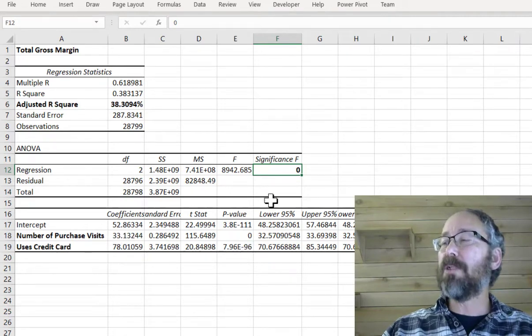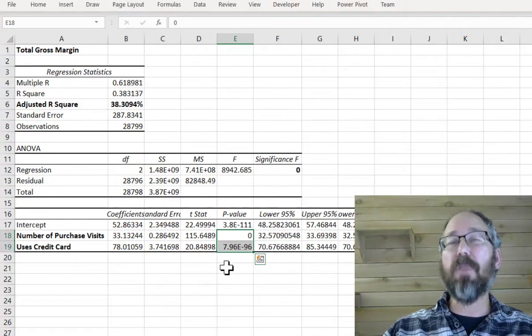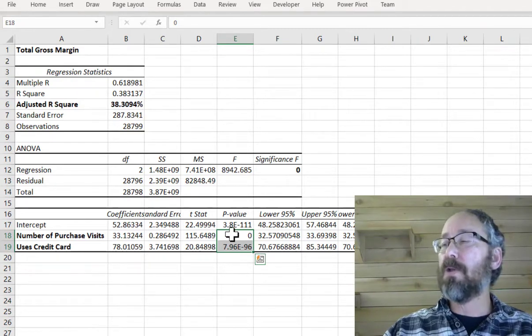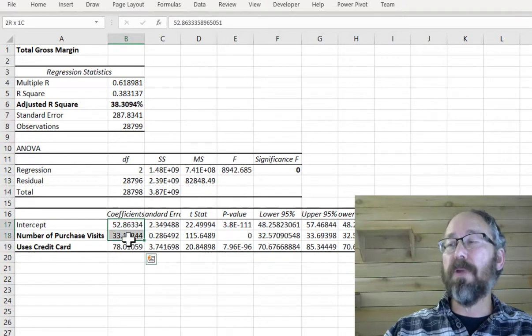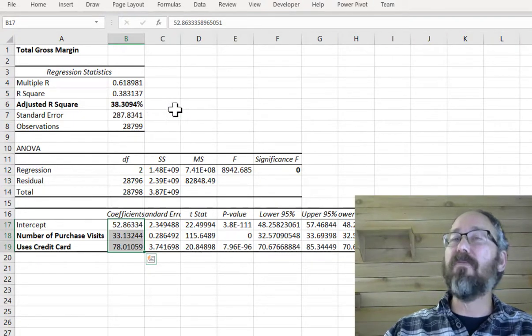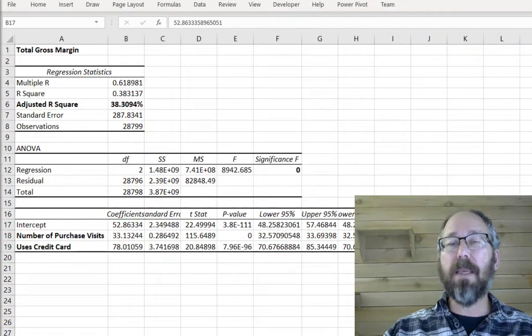So, and then much like that for the entire equation, we have the p-value for number of purchase visits and uses credit card, and both of those we want below the 0.05 alpha, and they are. All right, so this is a good equation, and we can plug all three of these numbers into our equation, and we know that it represents 38.3094% of the fluctuation in total gross margin. So here's what that equation looks like.